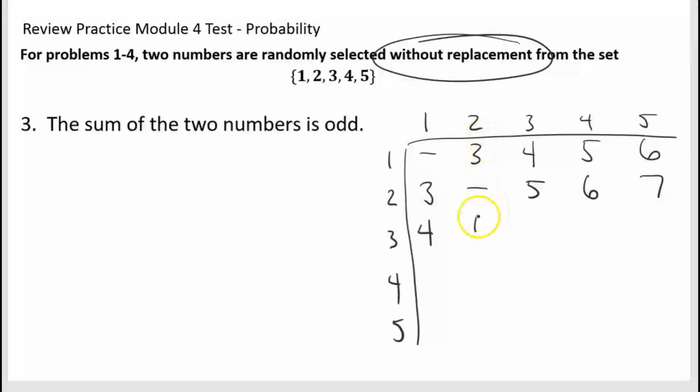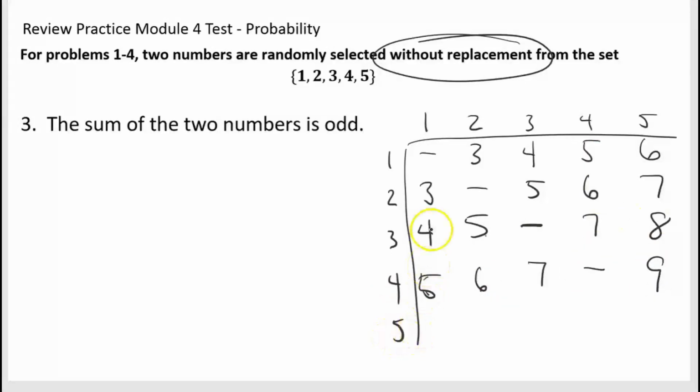And then 3 plus 1 is 4. 3 plus 2 is 5. 3 plus 3 is 6, but I can't get a 3 and a 3. 3 plus 4 is 7. 3 plus 5 is 8. 4 plus 1 is 5. 4 plus 2 is 6. 4 plus 3 is 7. 4 plus 4, I'm not allowed to do because it's 2 4s. 4 plus 5 is 9.